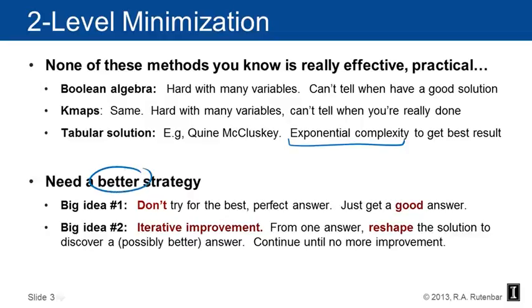And there are 2 big ideas that we're going to see in this lecture. The first big idea is that we are just going to stop trying for the best and the perfect answer. This is just going to go away. We're going to try to get a good answer. We're going to actually get a very good answer. We just can't guarantee it's the perfect answer.